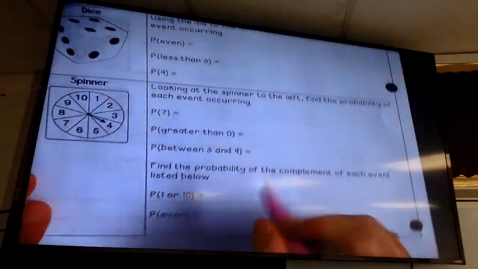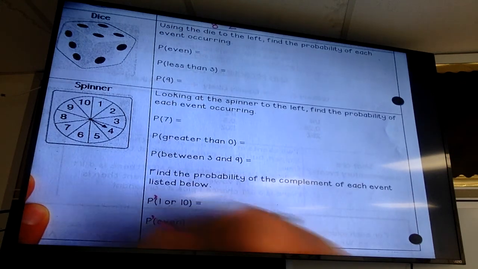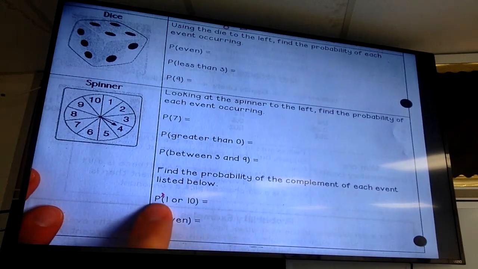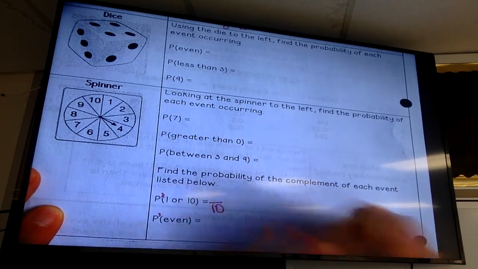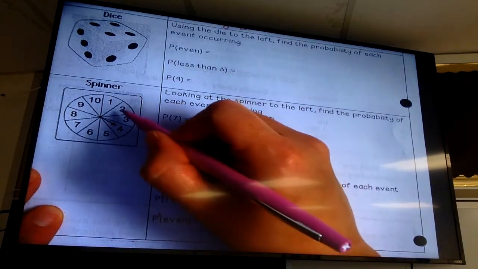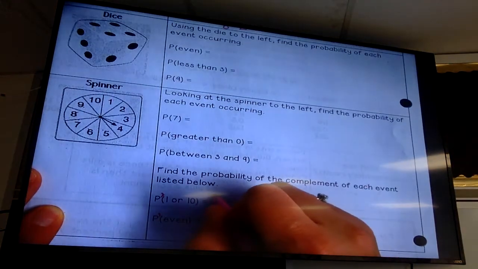Now for the other ones, it says find the probability of the complement of each event. So I should have put in the prime symbol. So in your head, you think of the word not. So don't find the probability of 1 or 10. Find the probability of not being 1 or 10. So there's 10 spots. And what's the probability of it not being 1 or 10? That's 1, 2, 3, 4, 5, 6, 7, 8 spots on there are not a 1 or a 10.